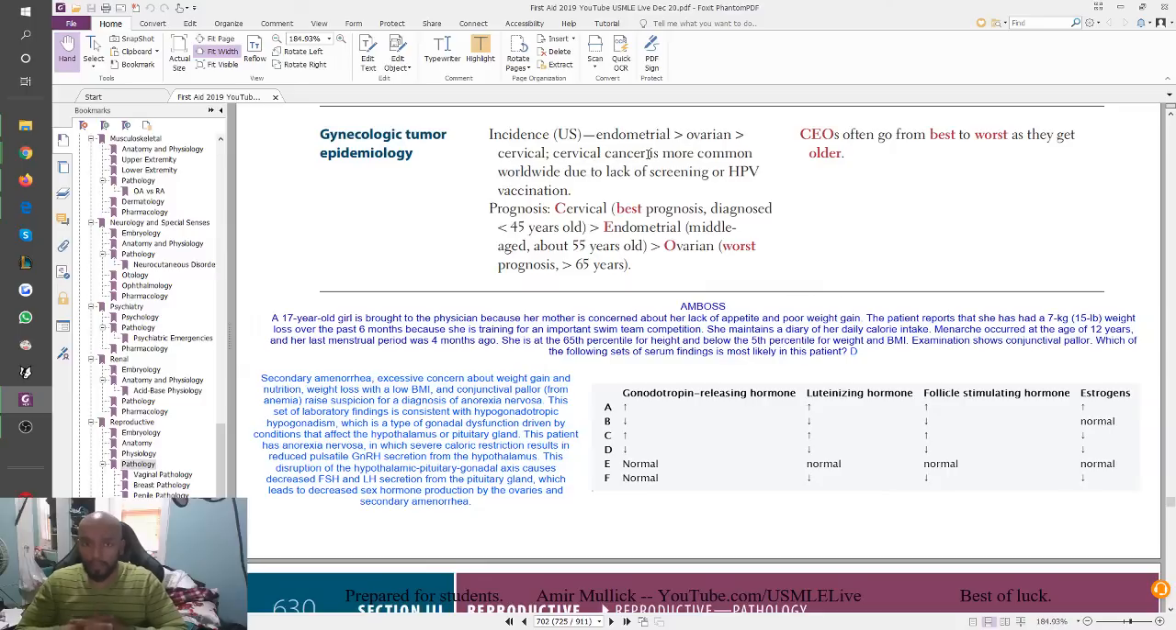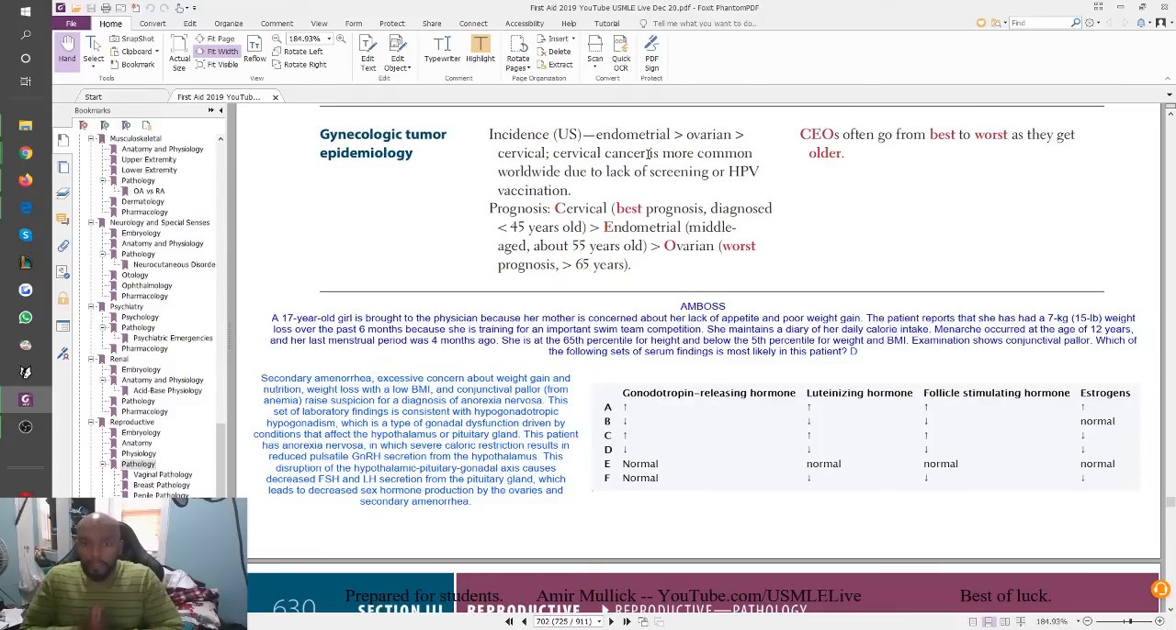So here they're telling you incidence in the U.S. Endometrial cancer is the highest incidence, then ovarian, and then cervical. So cervical cancer has the lowest incidence in the US, but cervical cancer is more common worldwide due to a lack of screening or HPV vaccination. Right here in America, we have pap smears, we have HPV vaccination, so all of this preventative care has severely reduced the incidence of cervical cancer. And remember, incidence means new cases.